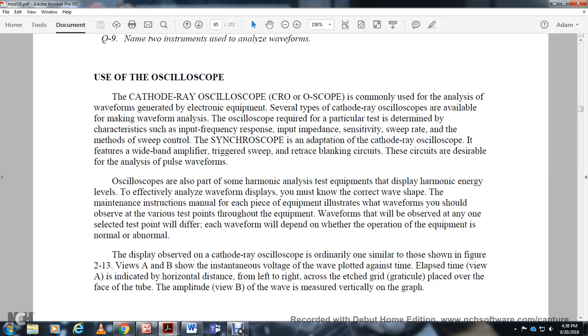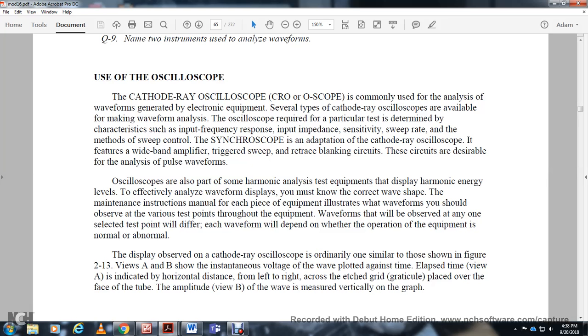The waveforms you should observe at the various test points are illustrated with each piece of equipment. It will be observed that the waveform at each of the selected test points will differ, and each waveform will depend on whether the operational equipment is normal or abnormal, to serve the display for the observer.